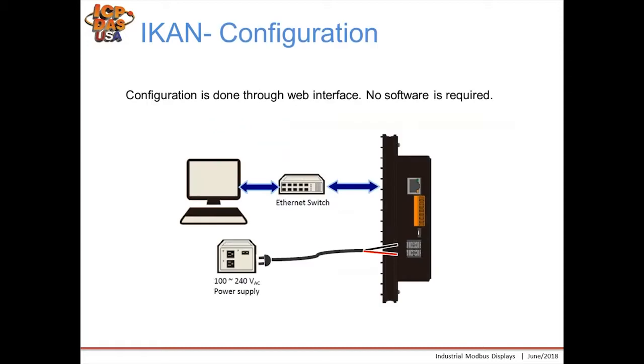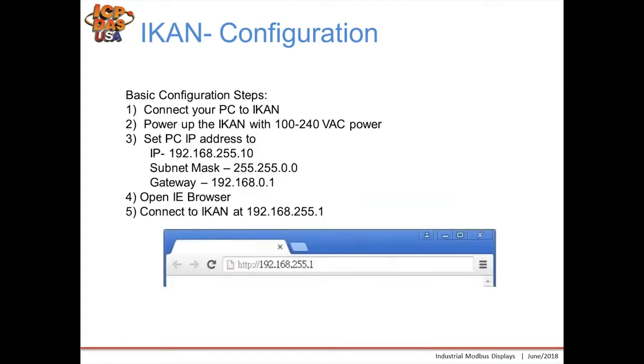Configuration for the IKAN is done through a web interface. There's no software required, simply wire it up in this configuration or directly connect it to a PC. Here is the basic configuration. First, you connect your IKAN to a PC using Ethernet. Then you power up the IKAN with 100 to 240 volts AC power. Set your PC's IP address to something like 192.168.255.10 with the subnet mask and gateway shown. These are default settings for the IKAN.